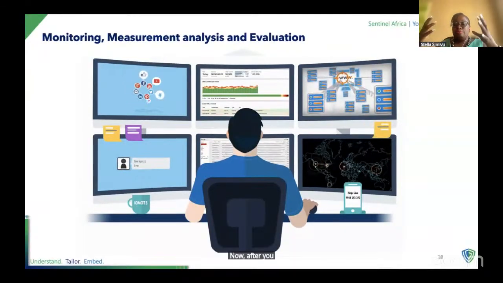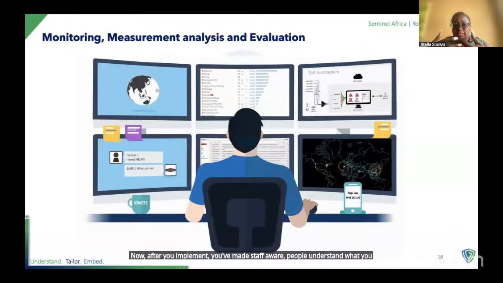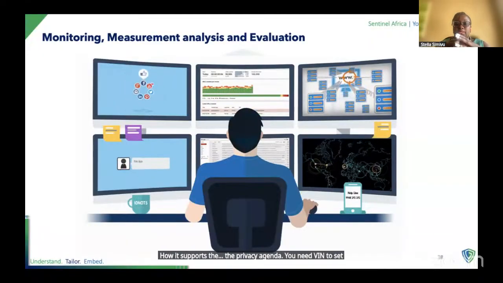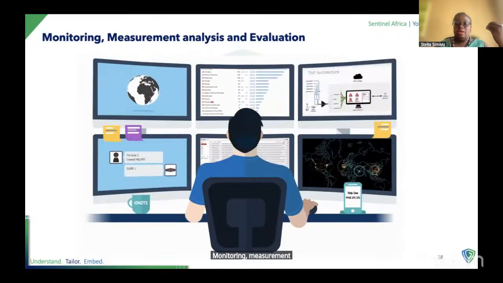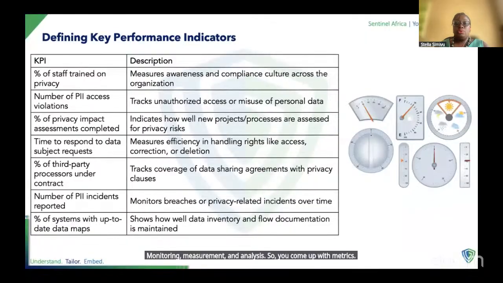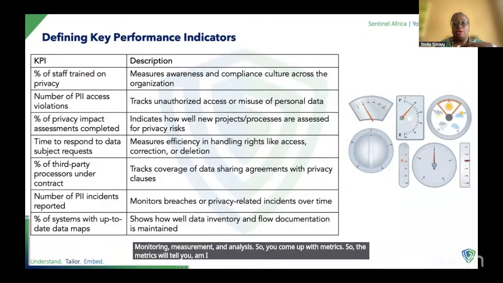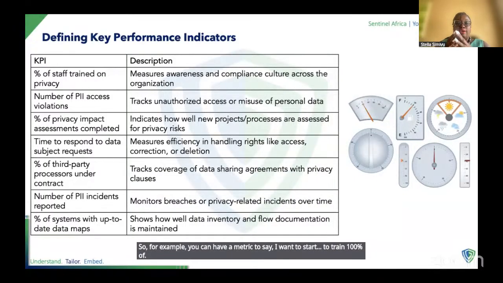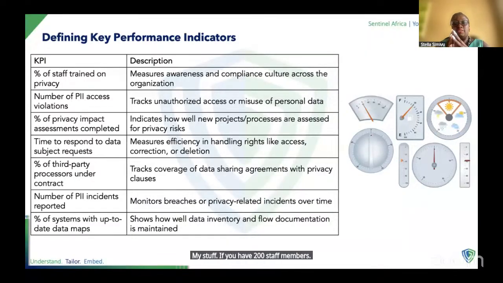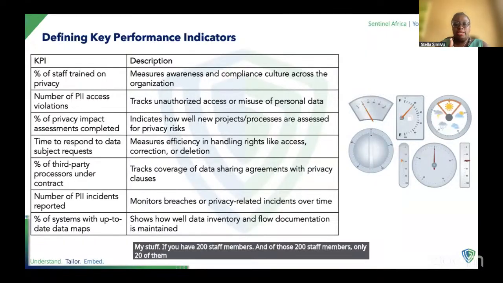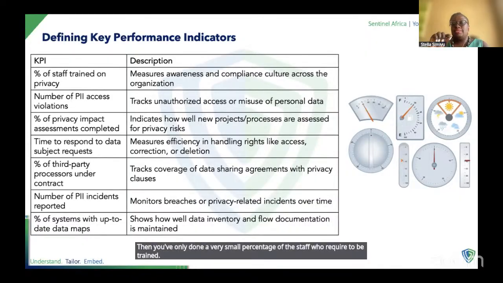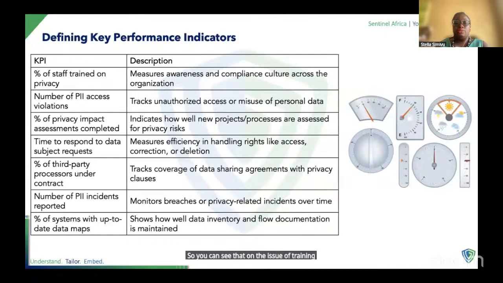Now, after you implement, you've made staff aware, and people understand what you've done, why you've done it, and how it supports the privacy agenda, you then need to set up monitoring, measurement and analysis. You come up with metrics. The metrics will tell you whether you are doing well or not. For example, you can have a metric to say, I want to train 100% of my staff. If you have 200 staff members, and of those only 20 appear for training, then you've only trained a very small percentage of the staff who require it. So you can see that on the issue of training and awareness, you're not doing so well.